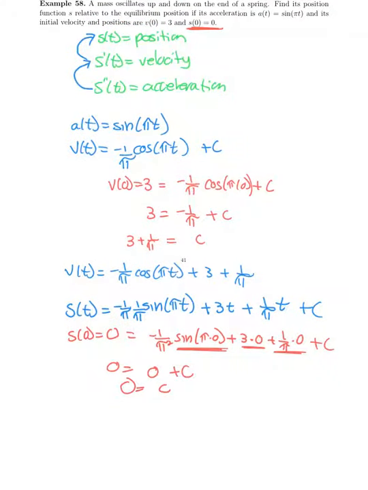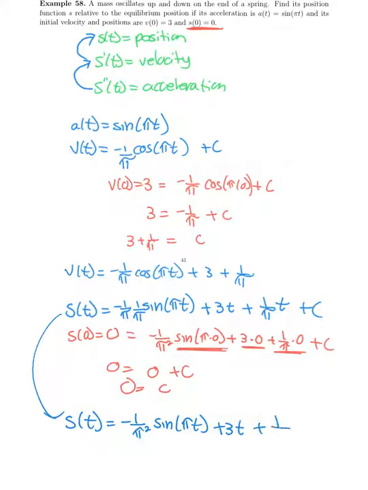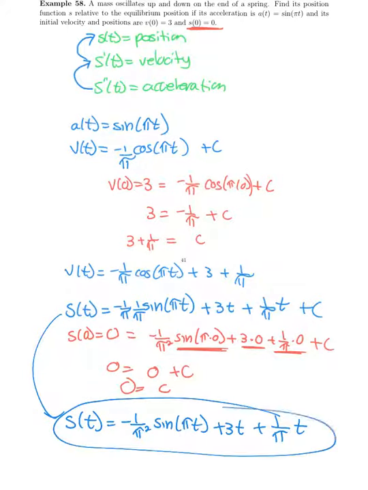Okay, so then I have my position function. s of t is negative 1 over pi squared times sine of pi t plus 3t plus 1 over pi times t plus 0. Now, of course, you don't need to write that plus 0, but you could. Ta-da!